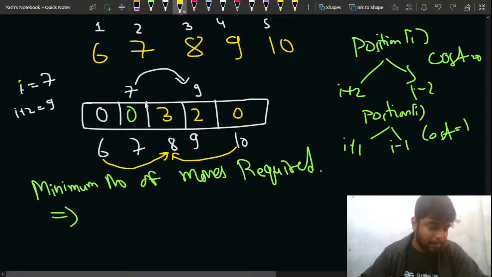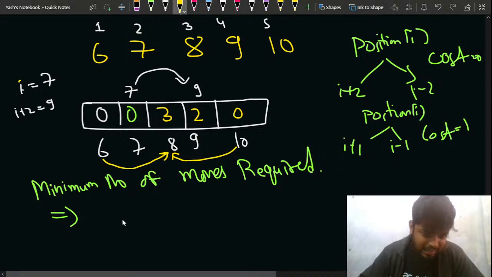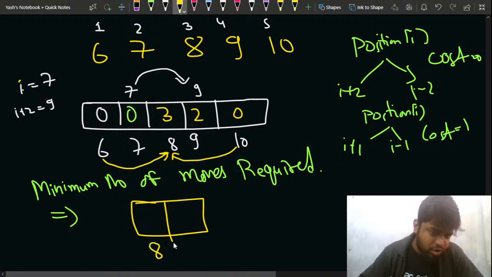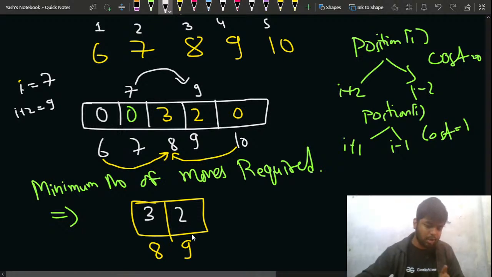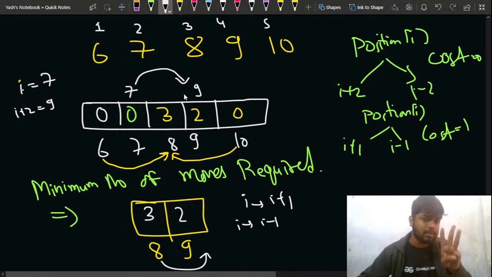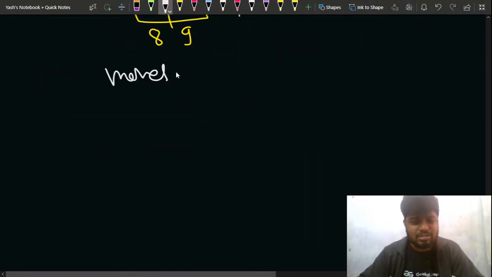Now I have chips at index number 8, right? Now the requirements have changed. At position number 8 you have 3 chips. At position number 9 you have 2 chips. So what you need to do now is move from I to I plus 1 or I to I minus 1, right? If you move from this even index to this odd index, you will be paying a cost of 3. If you move from index number 9 to index number 8, you'll be paying a cost of 2, right? So the minimum will be 2. So the number of moves for this case is 2.